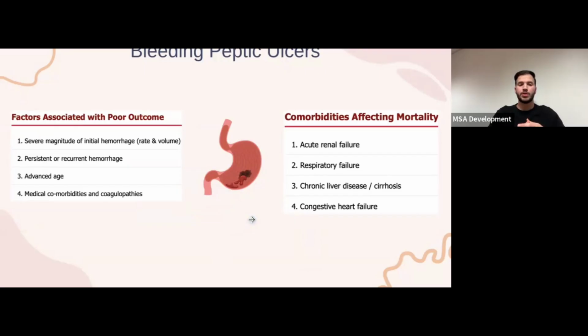Number one, severe magnitude of the hemorrhage. We're losing much blood, persistent or recurrent hemorrhage, advanced age, we've mentioned before, and medical comorbidities. Now, what are some comorbidities that are affecting the mortality? We have acute renal failure, respiratory failure, chronic liver disease or cirrhosis, and congestive heart failure.